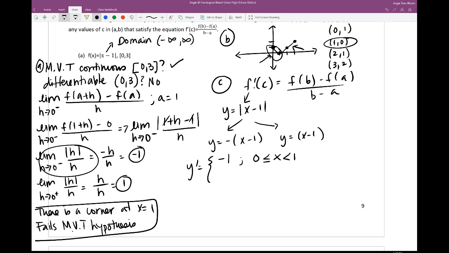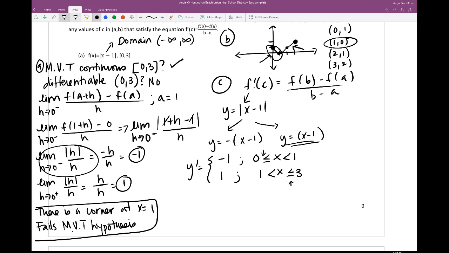Because the derivative still exists at the endpoint. So the endpoint's right there. And over here, the derivative is going to be 1, and that is for x greater than 1, but less than or equal to 3, because the derivative is still true. I still have a derivative of 1 at 3. So that's why this is inclusive, as well as that. Okay, so that's f prime.